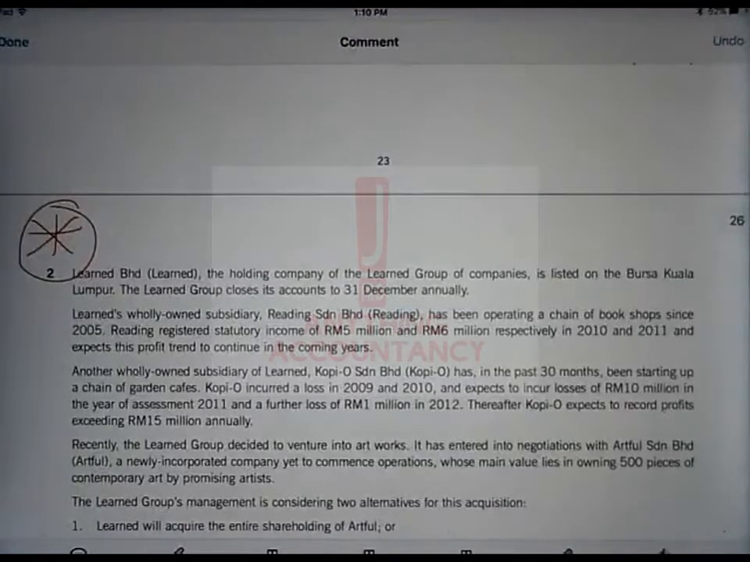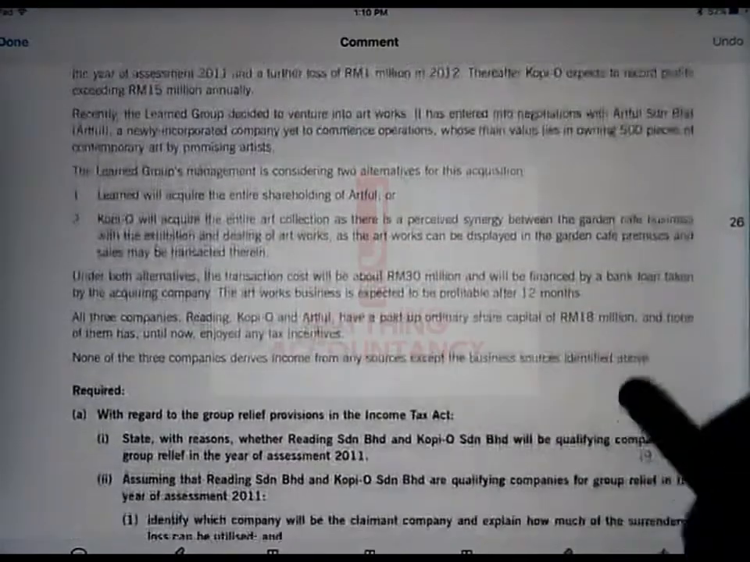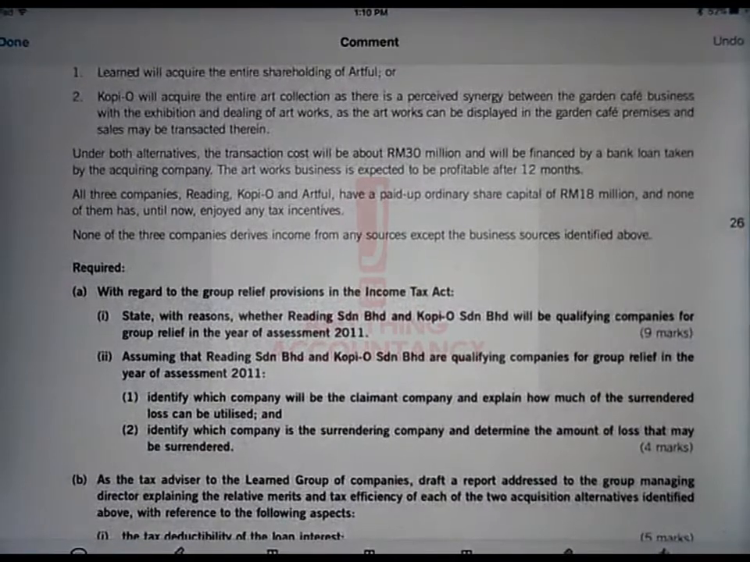This one is quite critical. It's about this idea called group relief. Okay, now we did do group relief a little bit before, so this question focuses on how to handle group relief. Okay, look at the question here.